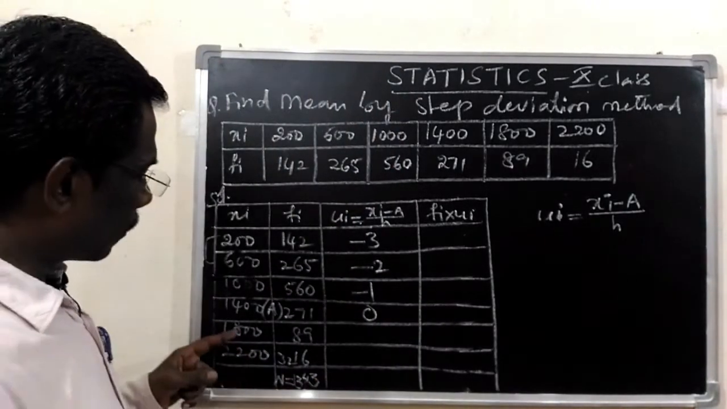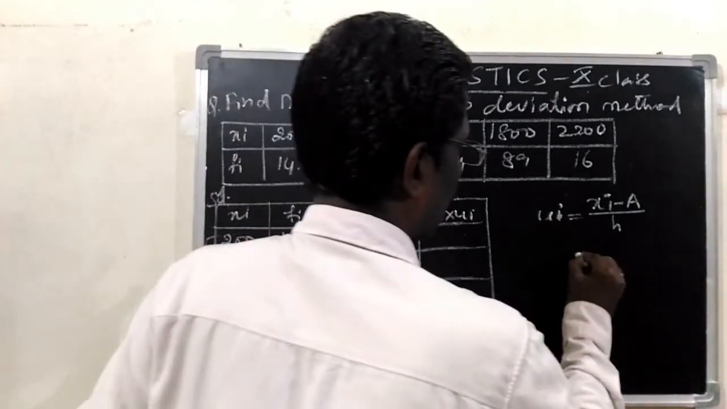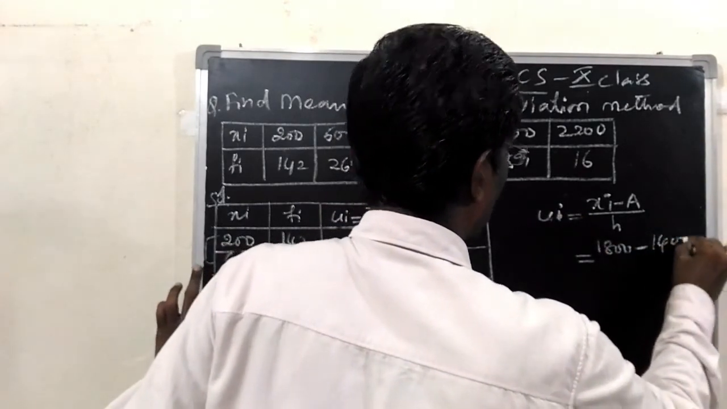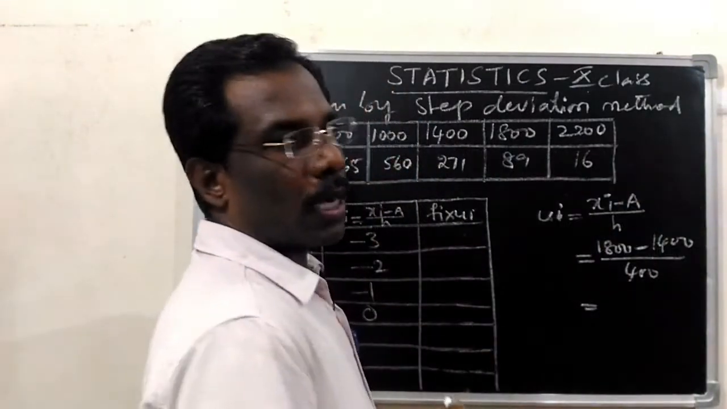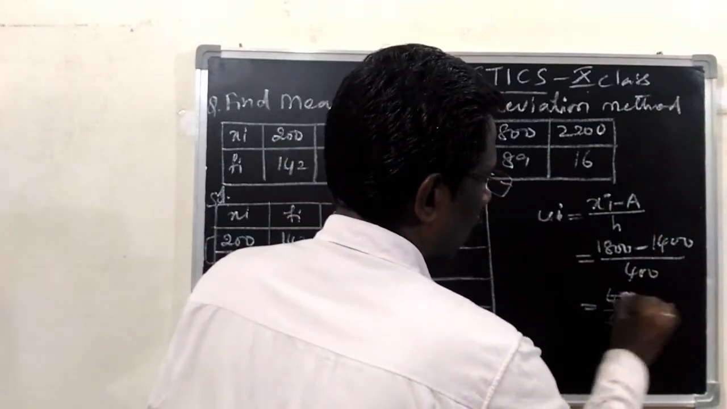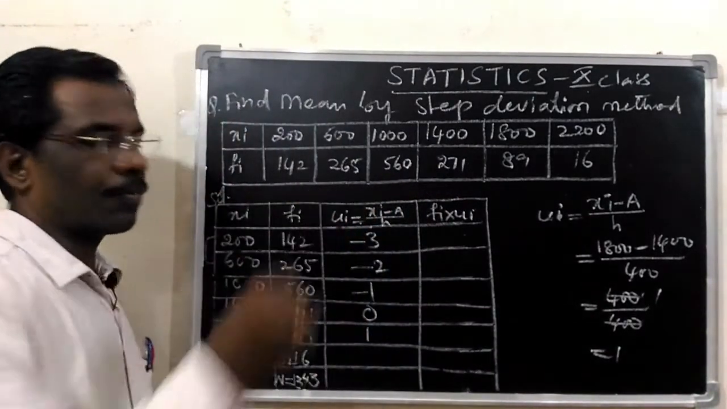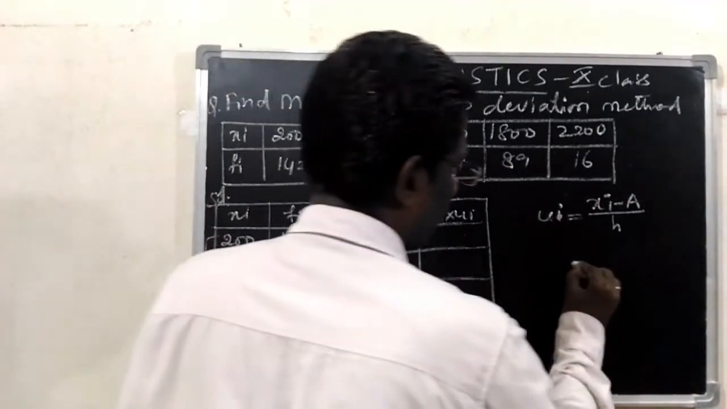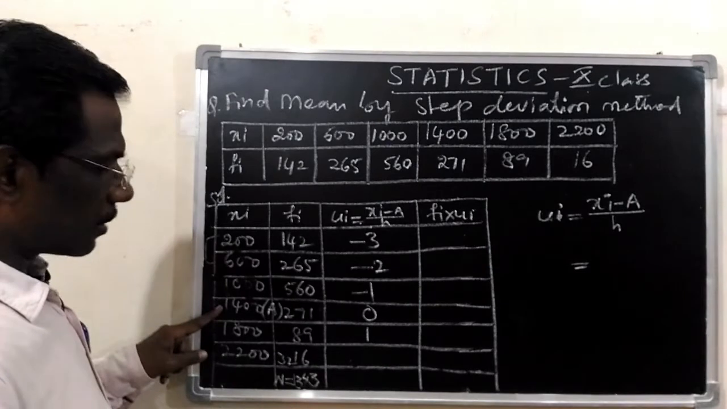Now the fifth ui value. In the fifth ui value, xi is 1800 and a is 1400, divided by 400. 1800 minus 1400 is 400, divided by 400. If we cancel it, we get 1. So this value is 1. Now the sixth ui value, which is the last one: xi is 2200 and a is 1400.